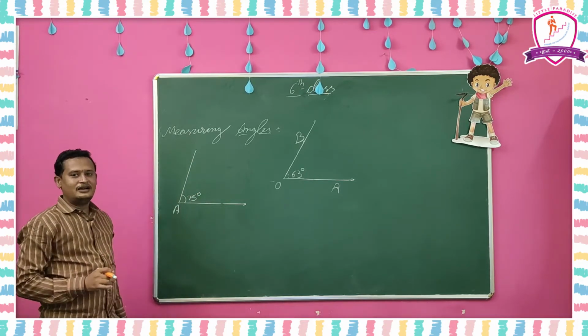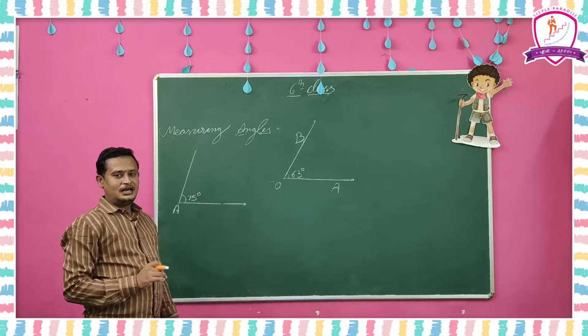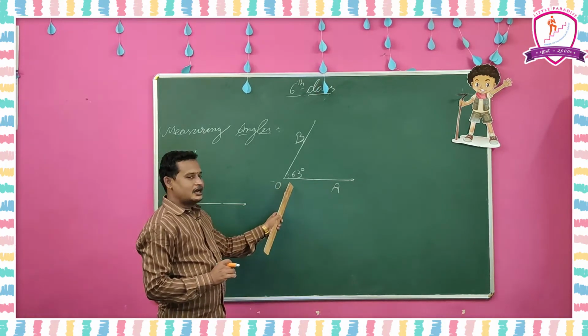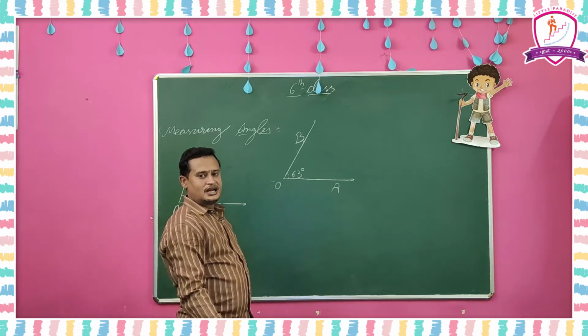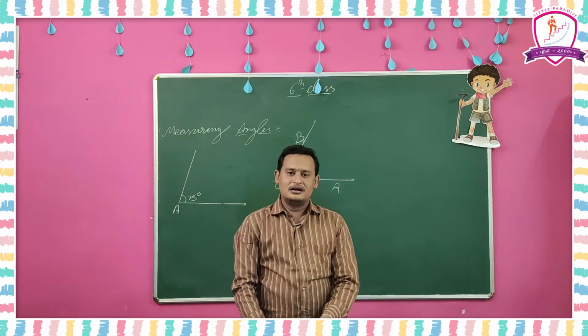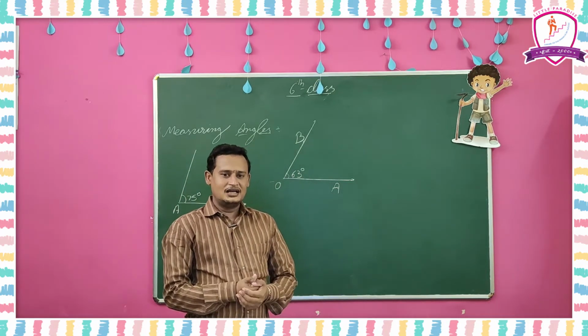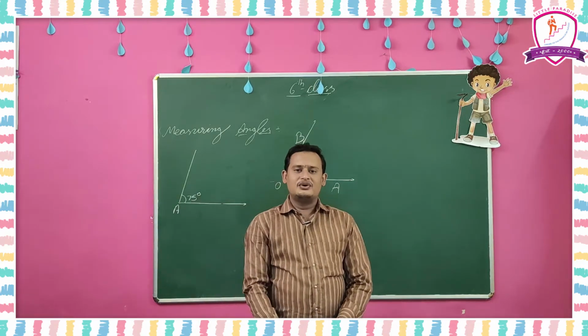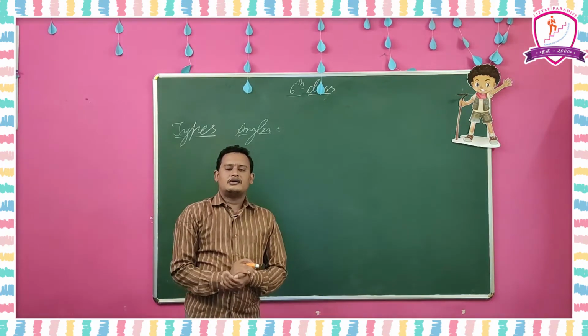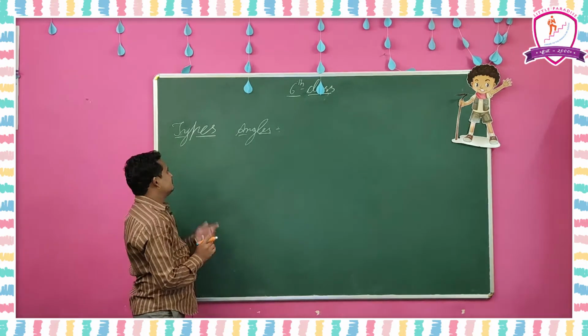We got a 75 degrees angle like this. Understood? We can find the unknown angle also with the use of a protractor, and we can construct a new angle with the use of the protractor. Understood? So this is about the measurements of angles. After the measurements of the angles, types of angles.